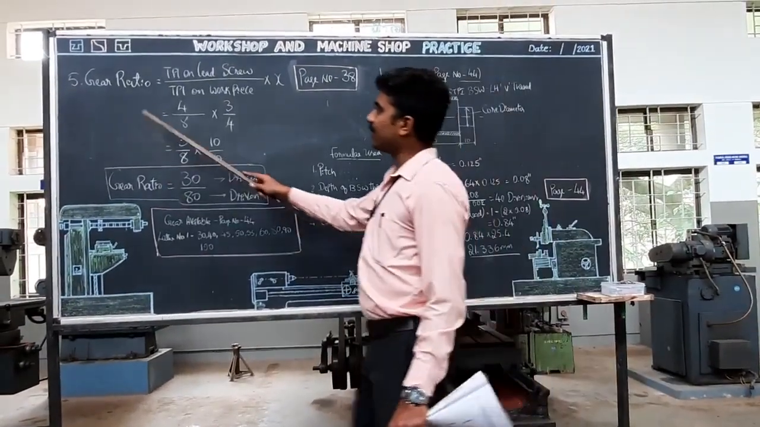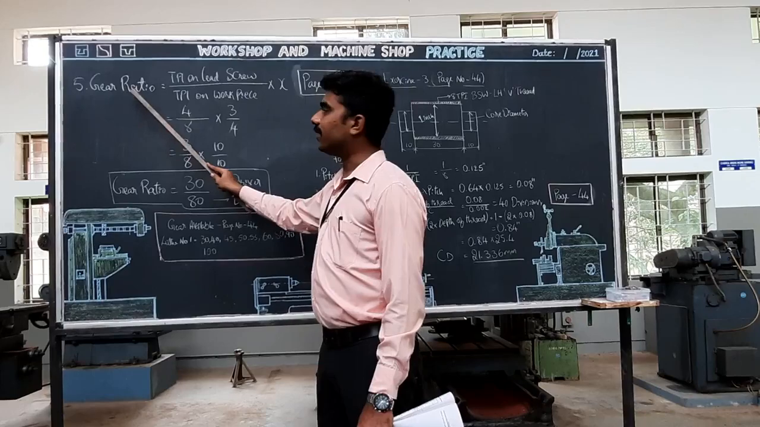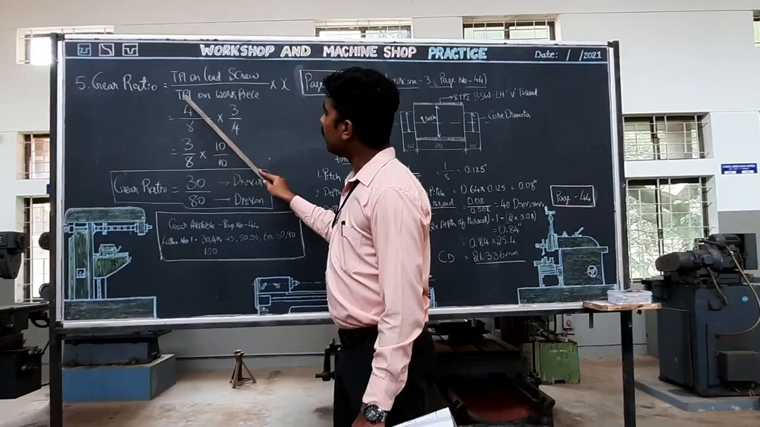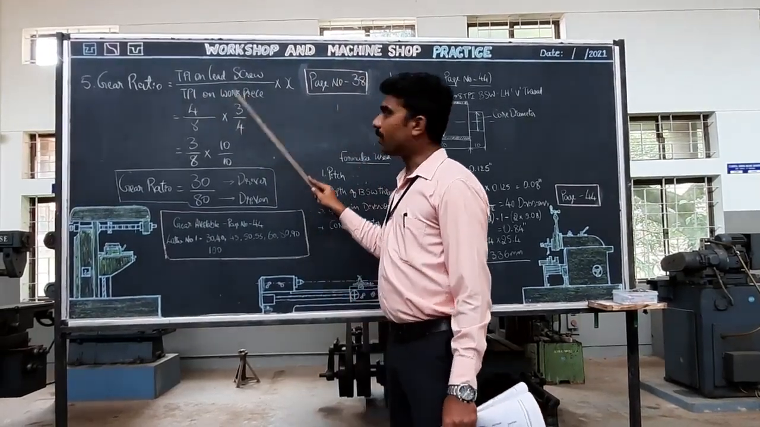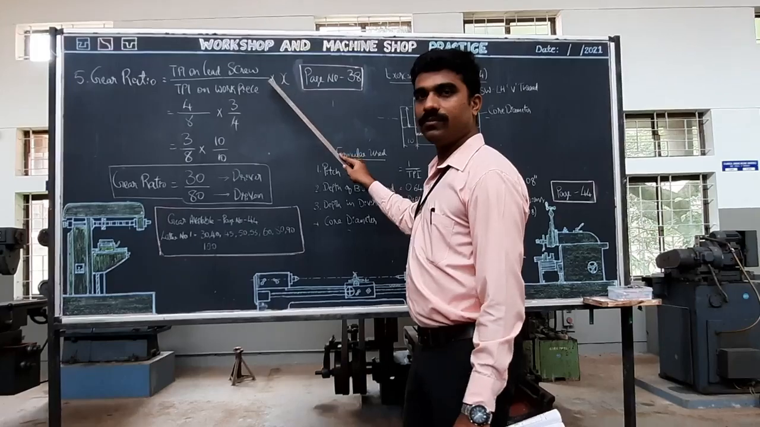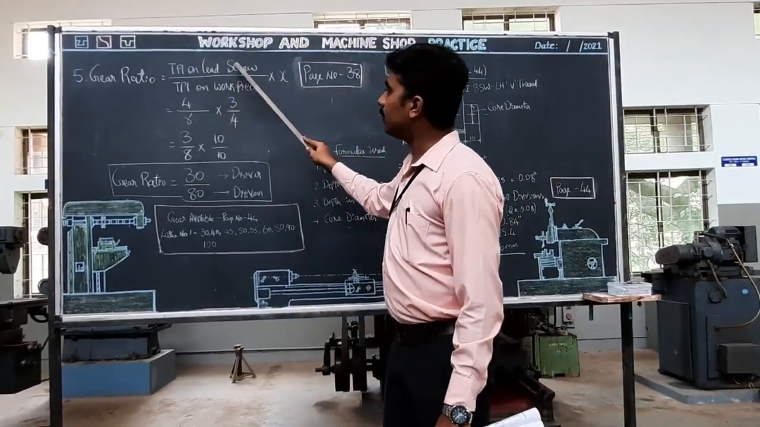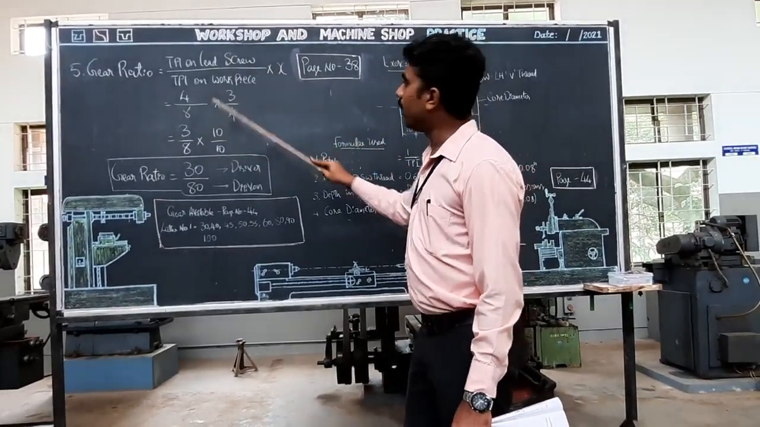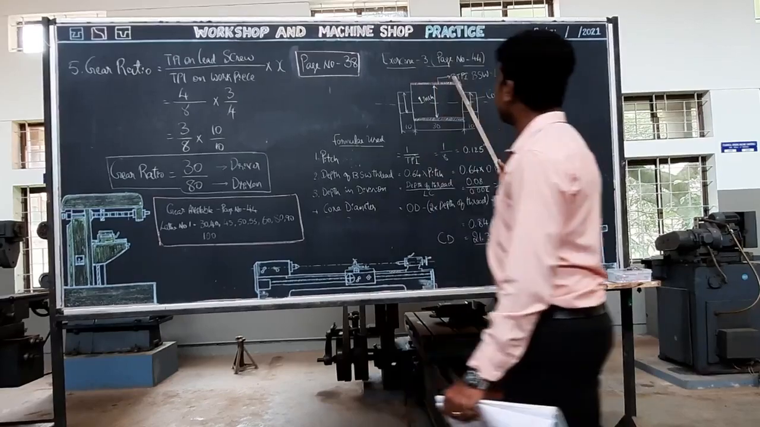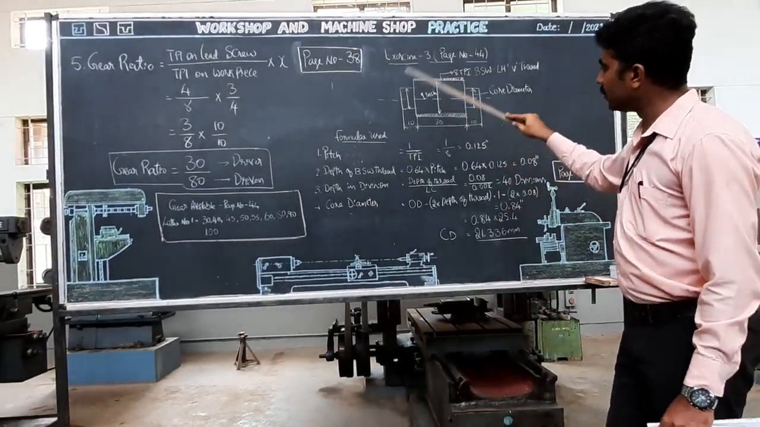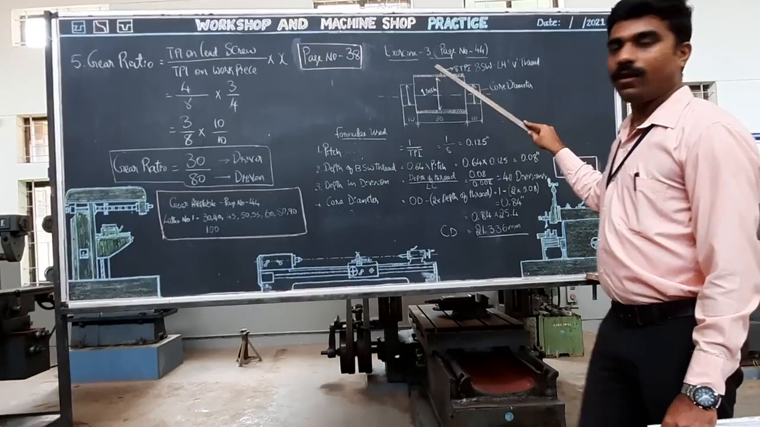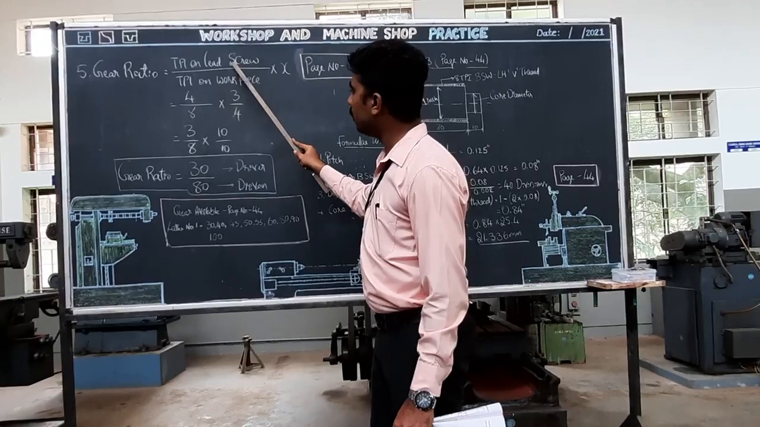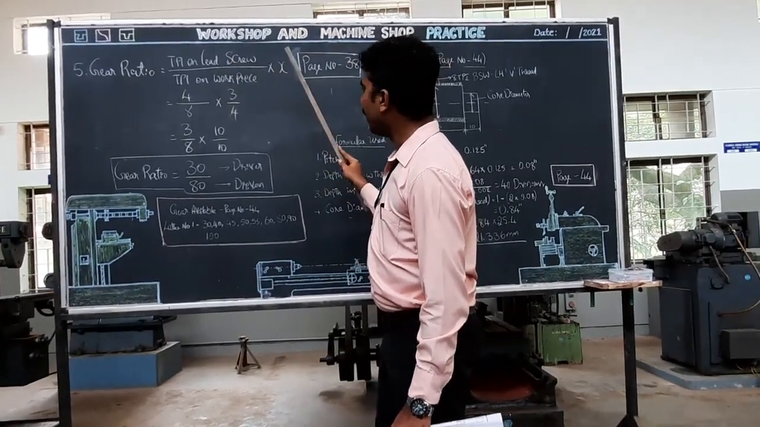Now the last step is to calculate the gear ratio. Gear ratio is equal to TPI on lead screw divided by TPI on workpiece, multiplied by X. TPI on lead screw is unknown, and the value of X is also unknown. What is TPI on workpiece? That is 8, as given in the sketch. So how do we find the value of TPI on lead screw, and how do we find the value of X?